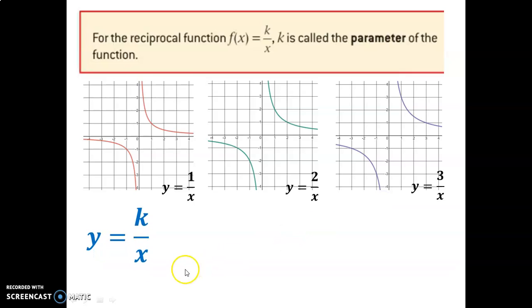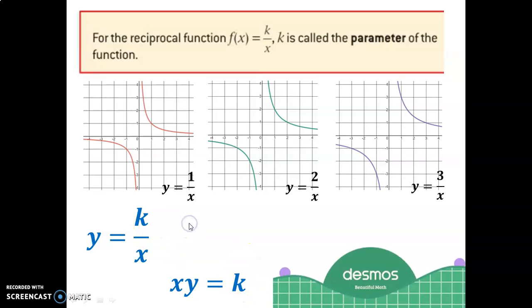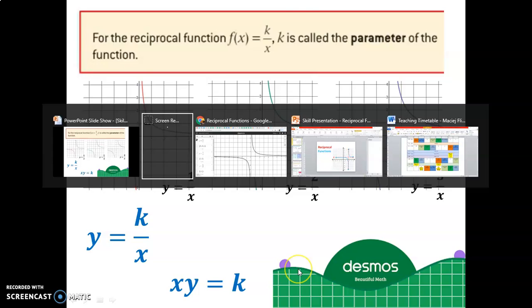One important quality: if a reciprocal function looks like this, then we can rearrange that, multiply by x, and we get xy equals k. What that means is any x and y coordinate on the graph, you can multiply to get the k value, which is this one here. Let's take a look at that in detail on Desmos.